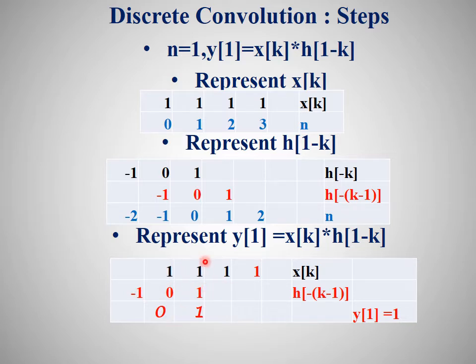So when we multiply, the only solution we get is at n equal to 1, which means all other terms turn out to be 0. Hence the value of y of 1 is equal to 1.